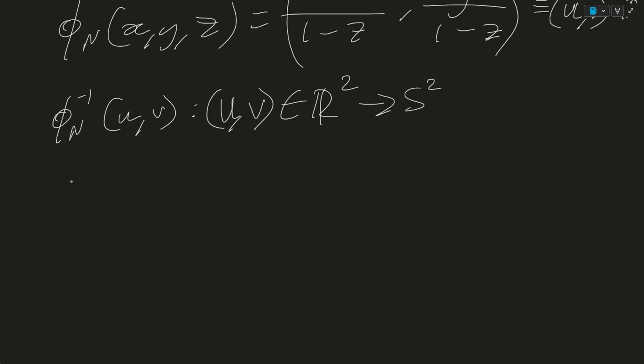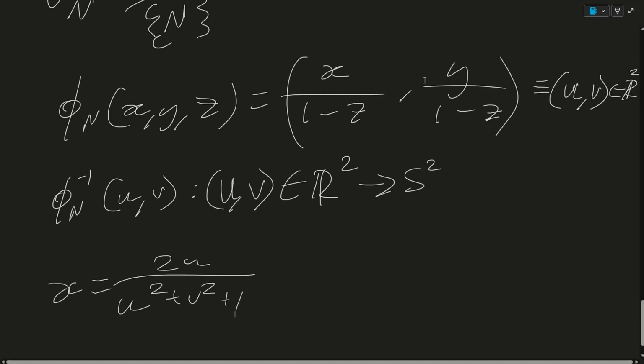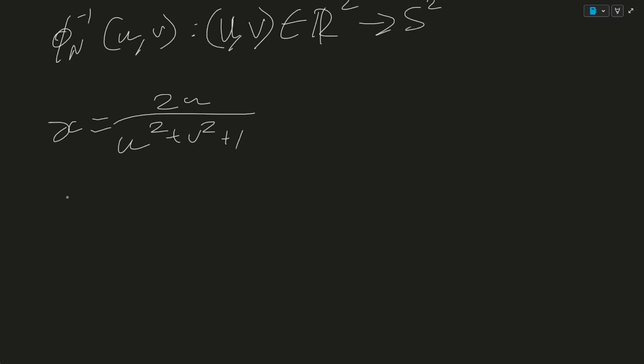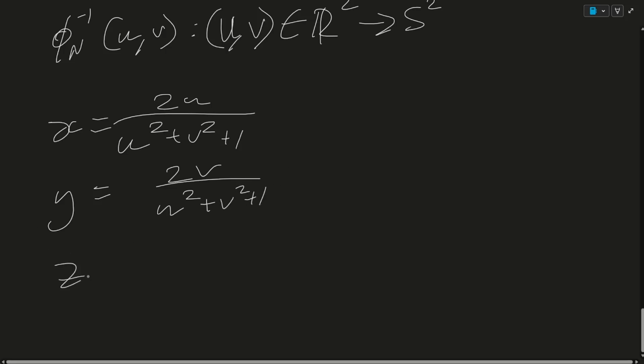Let's now look at our coordinate projections from this in terms of u and v. Well, we have x is 2u over u squared plus v squared plus 1. Again, you can derive this by rearranging simply and plugging everything in terms of u and v. y is 2v over u squared plus v squared plus 1. Of course, they're identical. And z is u squared plus v squared minus 1 over u squared plus v squared plus 1.